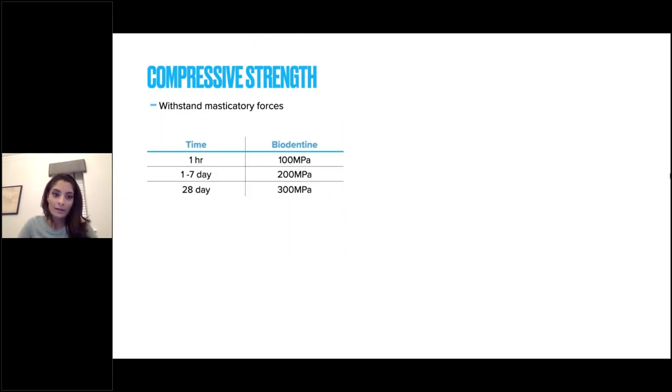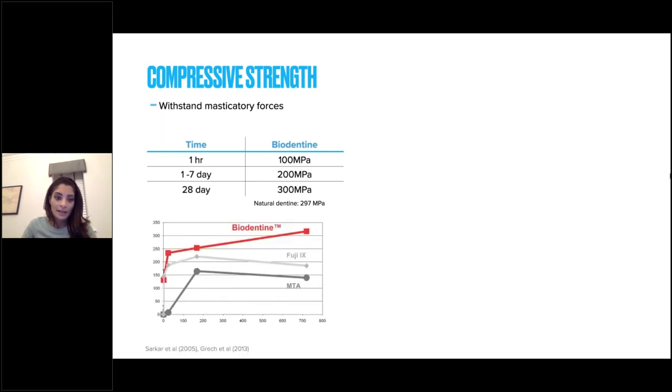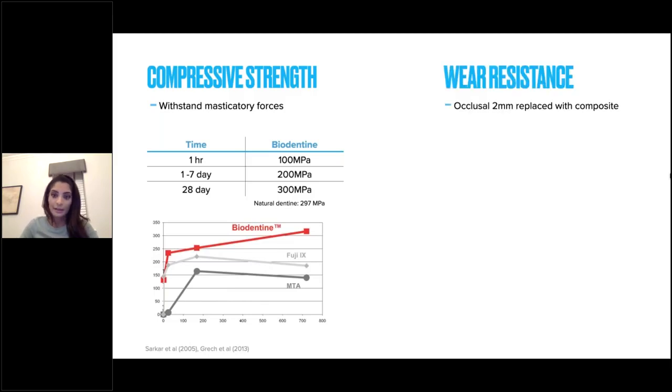So after about an hour, the compressive strength of Biodentine is about 100 MPa. After the next 1 to 7 days, that doubles to 200 MPa. And after a month, it's about 300 MPa, which is very similar to natural dentine, which is 297 MPa. So it can really be used in a bulk placement to replace dentine. And you can see the compressive strength is a lot better than, for example, MTA or GIC.